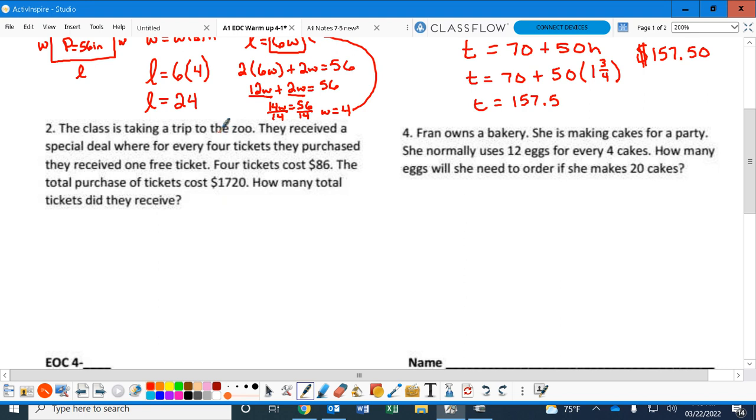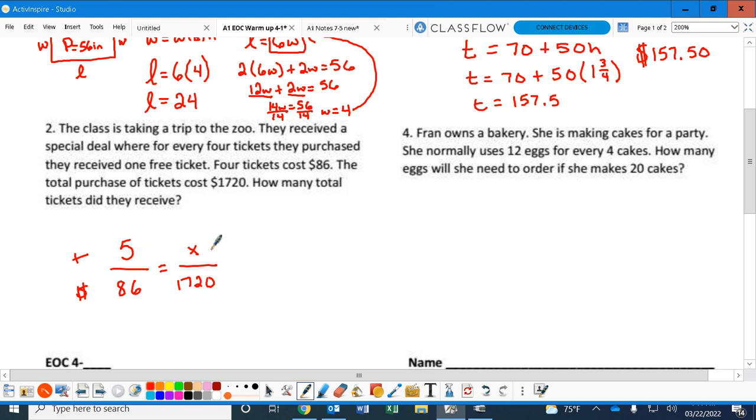So the class is taking a trip to the zoo. They get a deal, and for every 4 tickets, they get an extra ticket. So when they pay for 4 tickets, how many tickets do they actually get? 5. So 5 tickets is going to cost you how much? $8.60. So here we go. This is the number of tickets. This is the money. So on the other side of our proportion, which we've seen a lot of, it tells you that the total purchase price of the tickets is $17.20. Where do I put that $17.20 at? Bottom, because that's where the money is. And we don't know how many tickets, so we put a variable. Any variable you want.